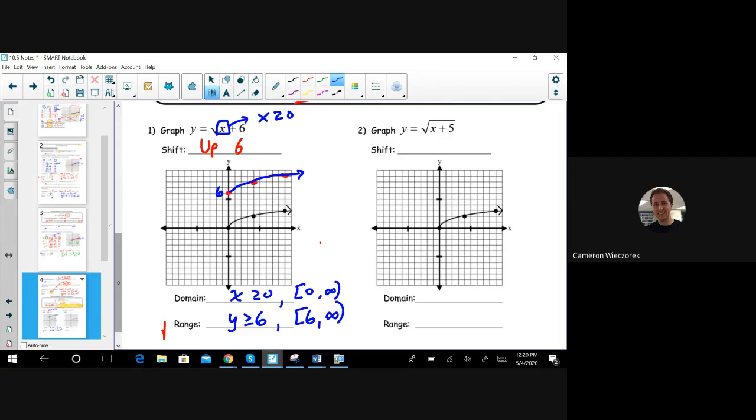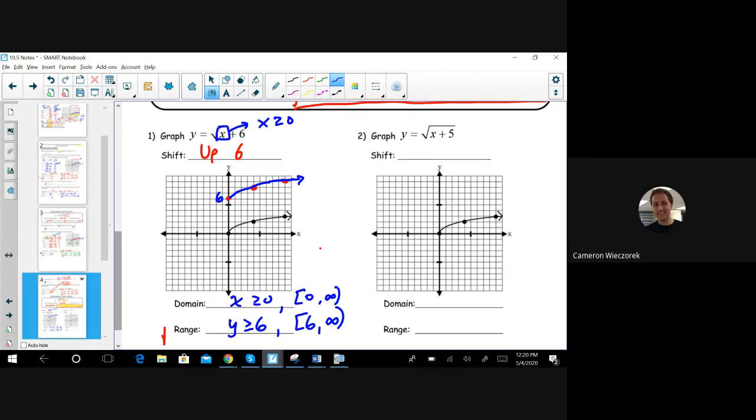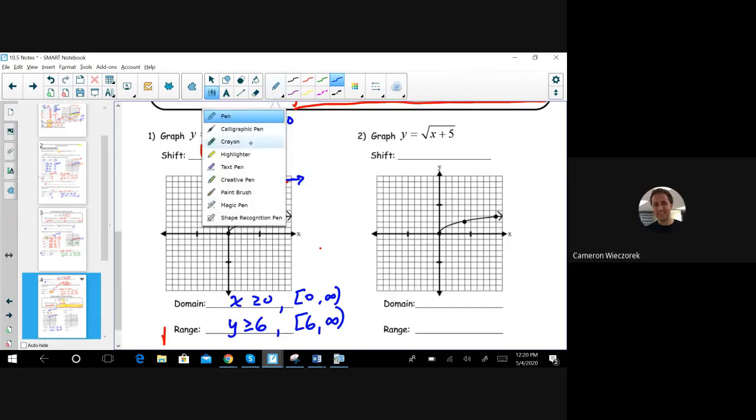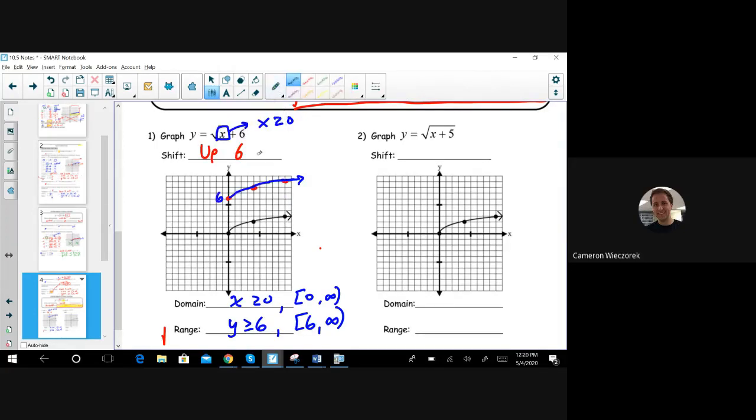Number 2, I have y equals rad x plus 5. This time I notice that the plus 5 is underneath the radical, so that's going to move things left and right. Ask yourself, positive sign, based on the rule we saw above, is that going to move it left 5 or right 5? Take a pause and see what you think. Even though my brain likes to think positive things move to the right, with these functions it's moving left 5.